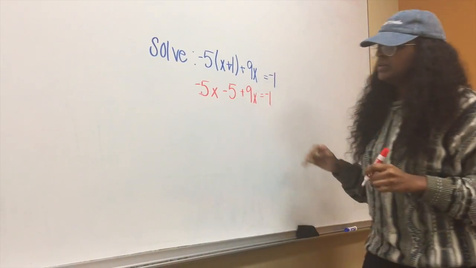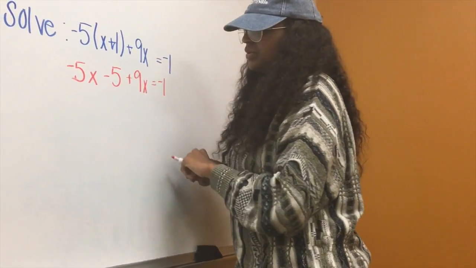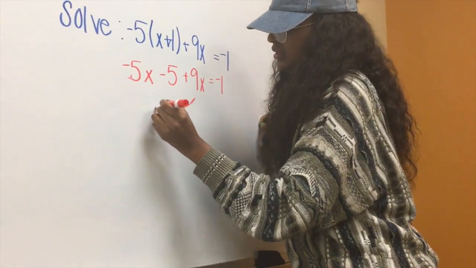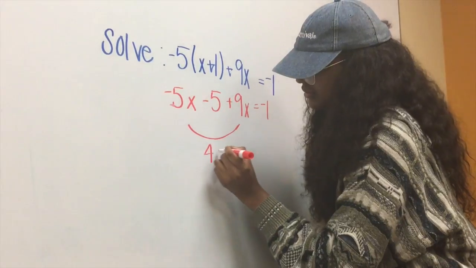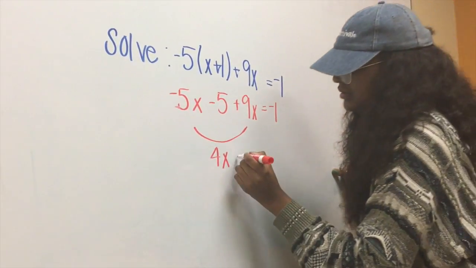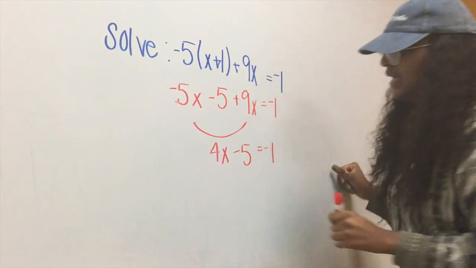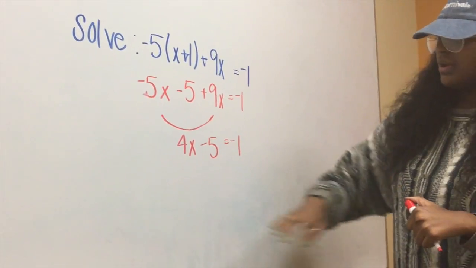and minus 1. So next we're going to combine like terms, and these two have the same variable, so we're going to combine them. And then these two together gives us 4x. And then we're just going to bring everything else down. So minus 5 equals negative 1. And then we're just going to try to simplify by finding x.